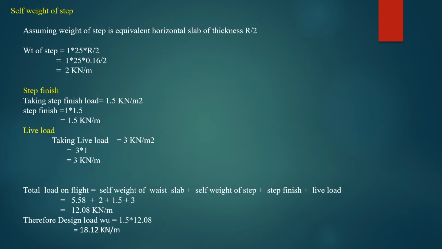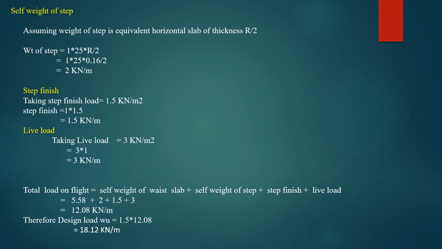Then we are going to see the step finish. Already, we assumed in the previous steps the step finish as 1.5 kilonewton per meter square. So we multiply it by 1 so that we get 1.5 kilonewton per meter for per meter length. Now the live load, which we previously took as 3 kilonewton per meter square, we multiply it with 1 so that we get it as kilonewton per meter.